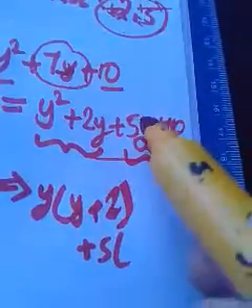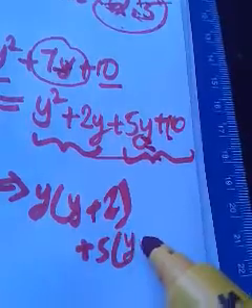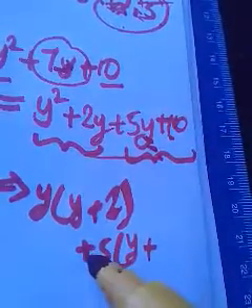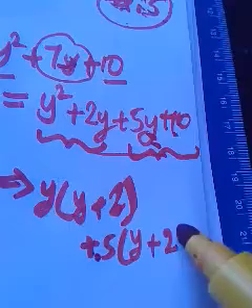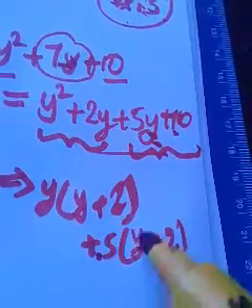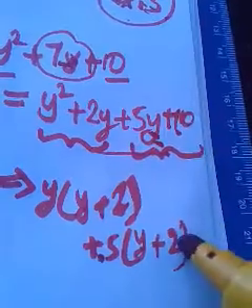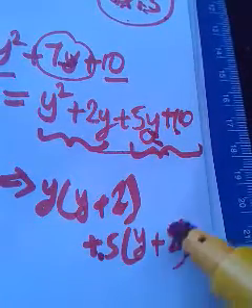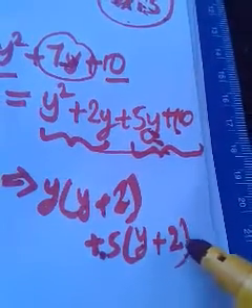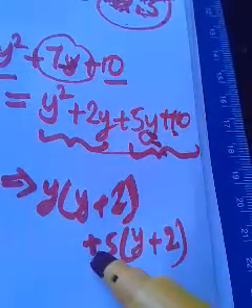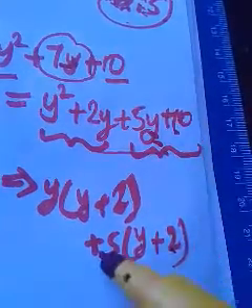So what will remain? Y will remain in the first term. From the second term 10 I have taken 5 outside. So what will remain? 2 will remain. Why? Because 5 into y is 5y. 5 into 2 is only 10. So you may have understood how this 2 remains here. From 10 you have taken 5 outside, so 2 will remain because 10 by 5 is 2.